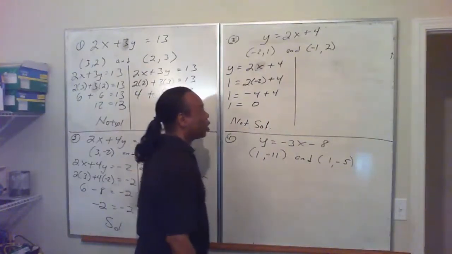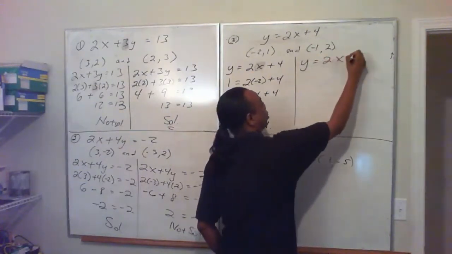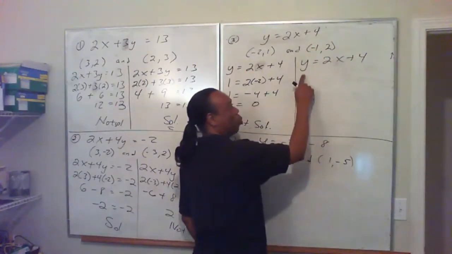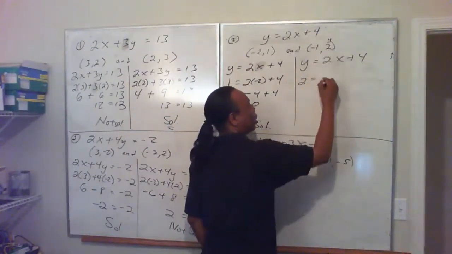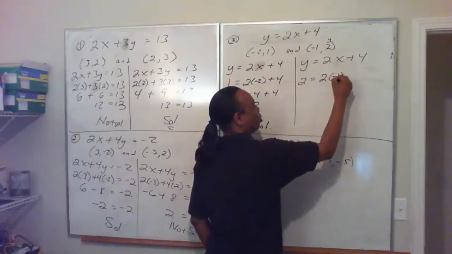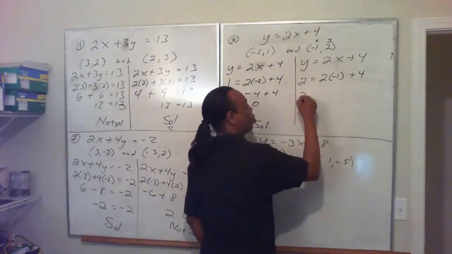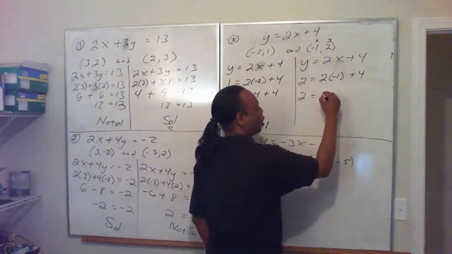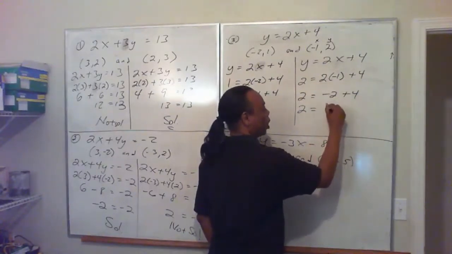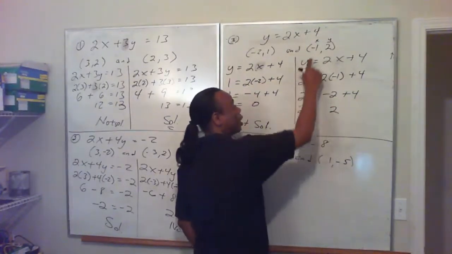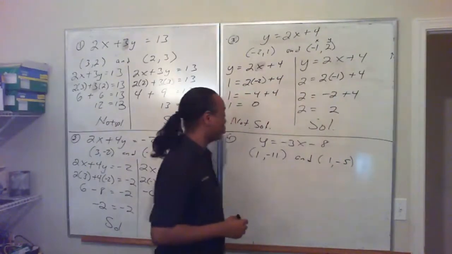Okay, let's take a look at (-1, 2). So we have y equals 2x plus 4. The y here becomes a 2. There's 2 there, that's your y. And the x here becomes a negative 1. Because this is your x here. So when we multiply 2 times negative 1, we get negative 2 plus 4. And then when we add these two, we get positive 2, and 2 equals 2. So that means that (-1, 2) is a solution of that equation.